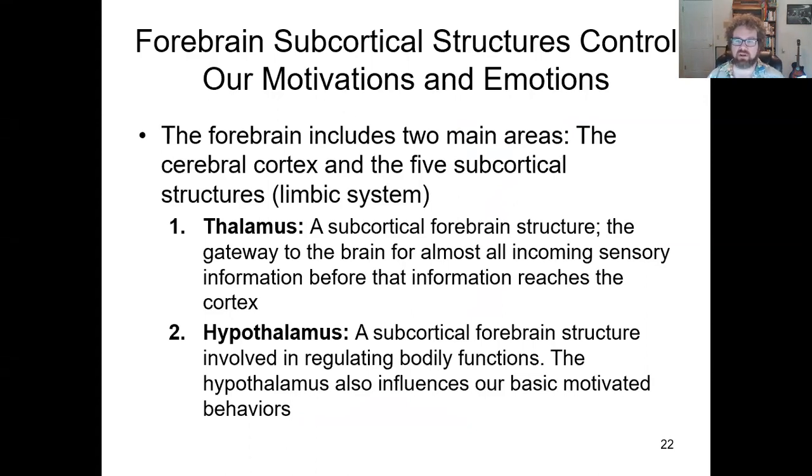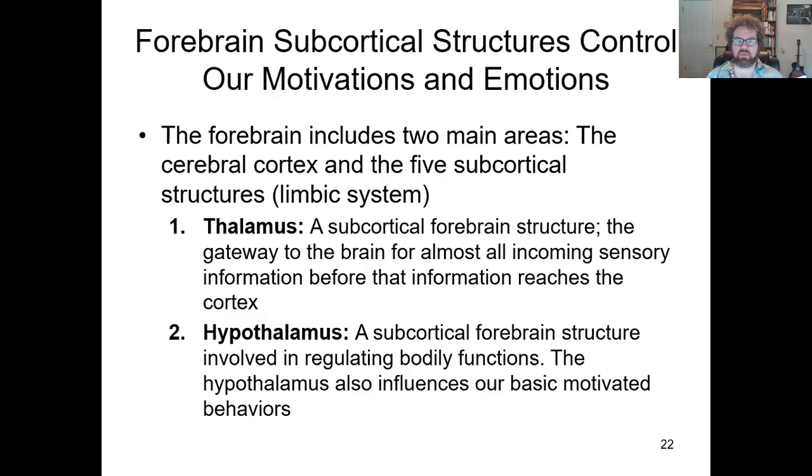So the outer layer of the brain is the cerebral cortex. That's the part of the brain that's visible to the naked eye if you take a brain out of someone's head. But the inner layer underneath the cerebral cortex, beneath the cortex, hence subcortical structures, this is what's called the limbic system. We're going to start by talking a little bit about the limbic system because it's the more primal set of structures within the forebrain, and then we'll talk a little bit about the cerebral cortex.